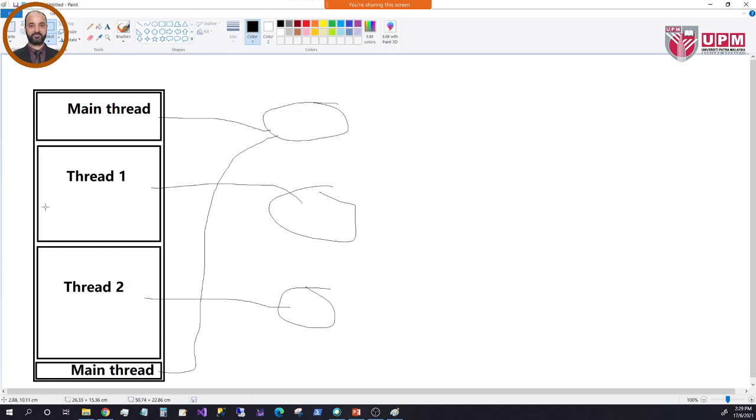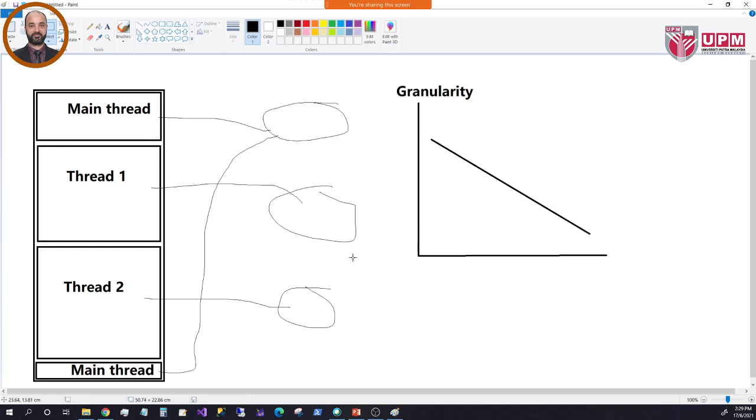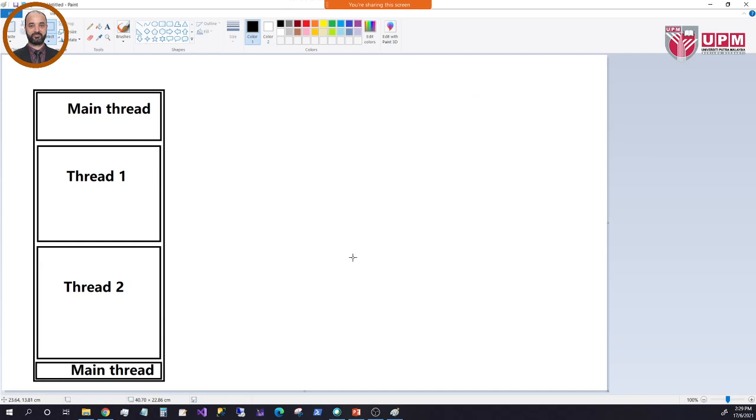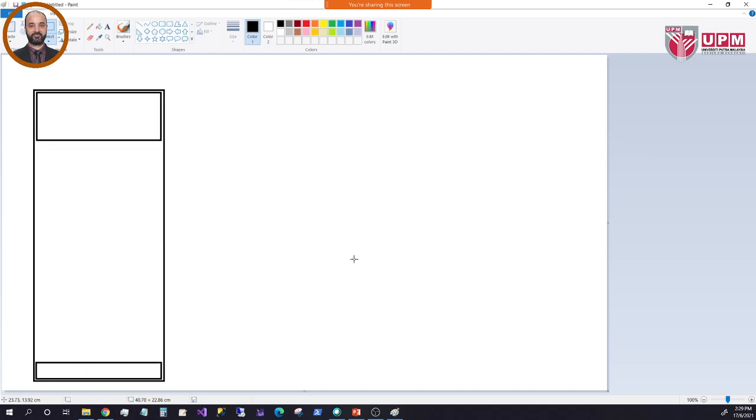So this thread is similar to a piece of sand. If the piece of sand is big, then it's coarse. If the piece of sand is very small, then it's fine, right? So here, this is coarse. What if we make another example here, and instead of dividing this program into only 3 tasks, we divide it like this.